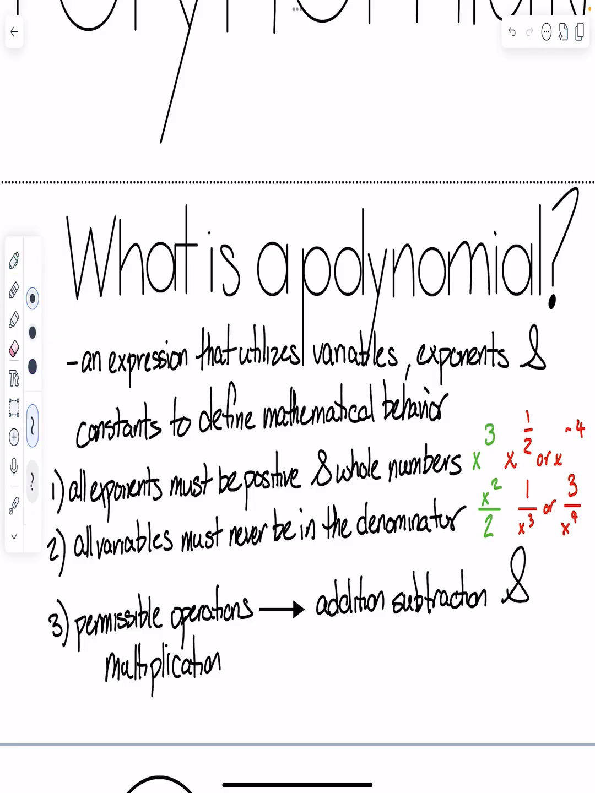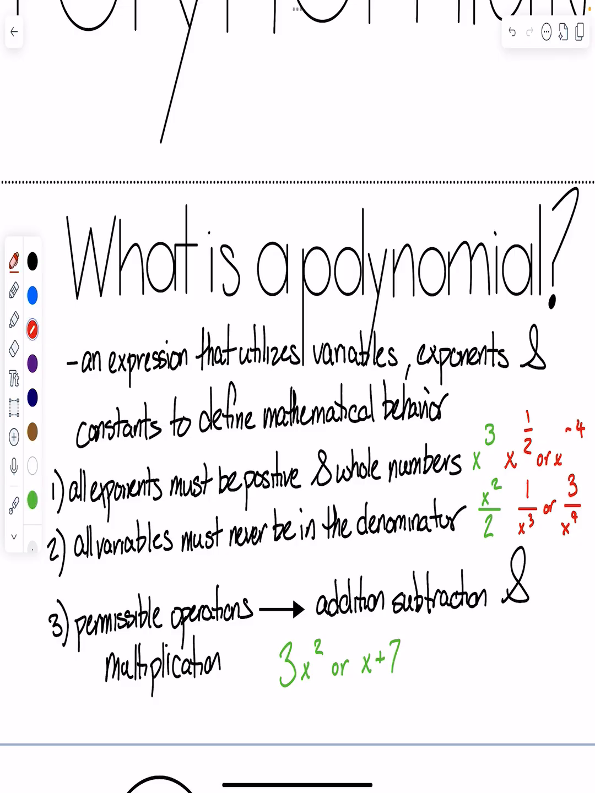The final condition that must be met pertains to operations, and the only permissible operations are addition, subtraction, and multiplication. So, for example, if I had 3x squared, or if I had x plus 7, these two are polynomial terms. Notice that to connect my constants to my variable, they are connected via addition or multiplication.